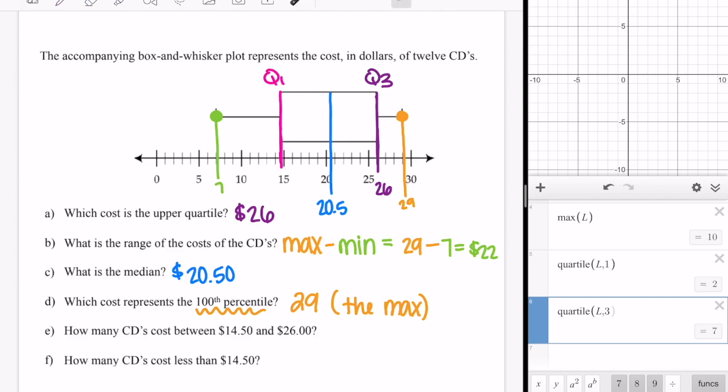Remember that from here to here, that's 50% of the data. So 50% of the CDs are between those two costs. We were originally talking about the cost of 12 CDs, and 50% of them are between these two prices. So 50%, or half of the 12 CDs, is going to give us 6, because that's 50% of 12.